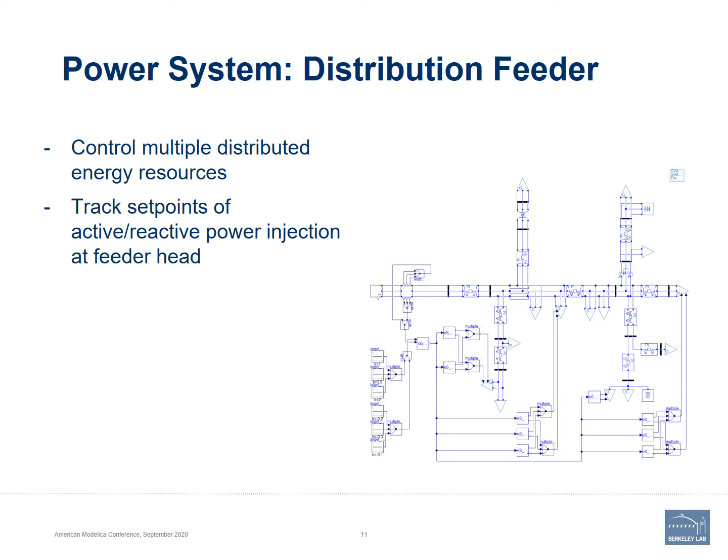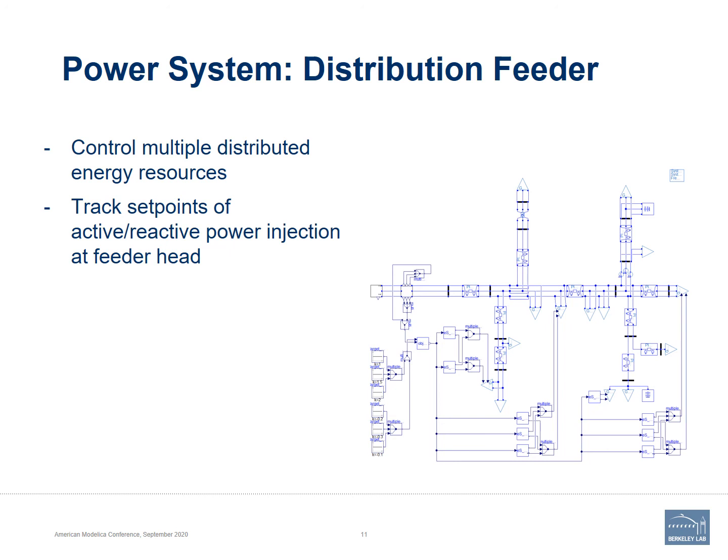And the next example is a power system example. We have a distribution feeder with 9 distributed energy resources, which you can see here, and here, and here. And we have 6 different set points. So the optimization target here is to achieve certain power injections at the feeder head for active and reactive power. So we have 3 set points, one for each phase, for Q and 3 for P.